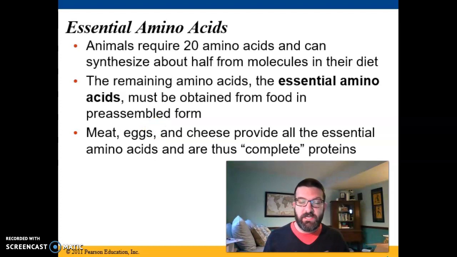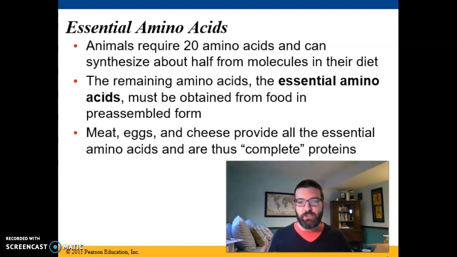Out of the 20 amino acids that we have in our body, 10 of them we can produce ourselves, but the other 10 are essential amino acids, right? We have to consume them. And foods are called complete proteins when they have all 10 of those essential amino acids. Animal products tend to have all of these amino acids.